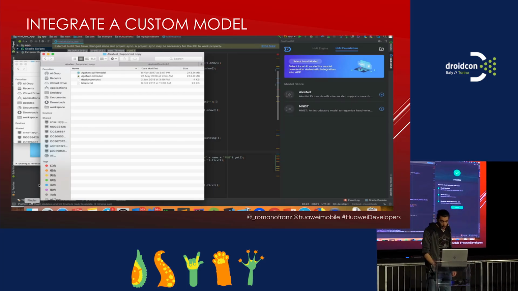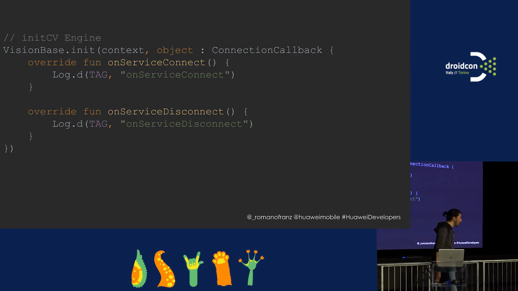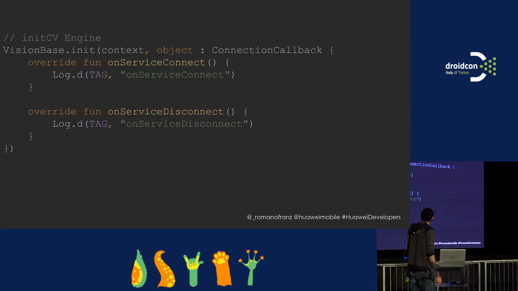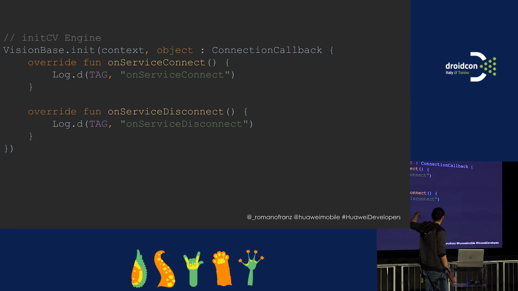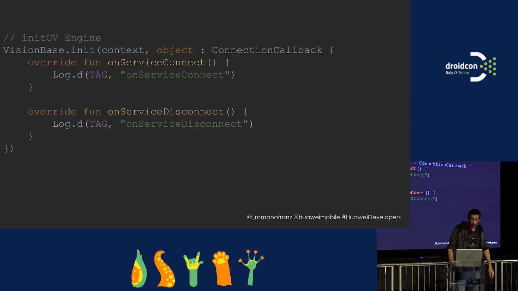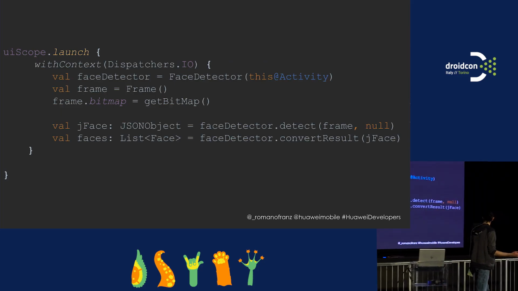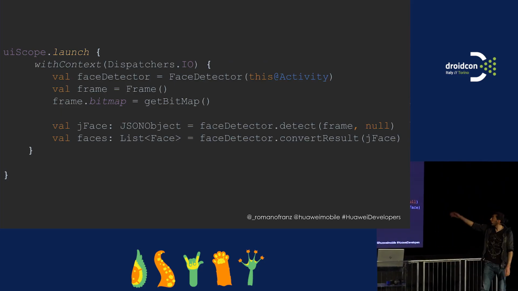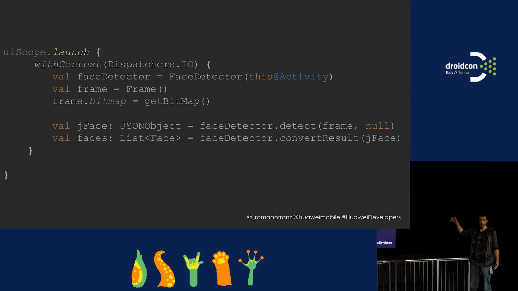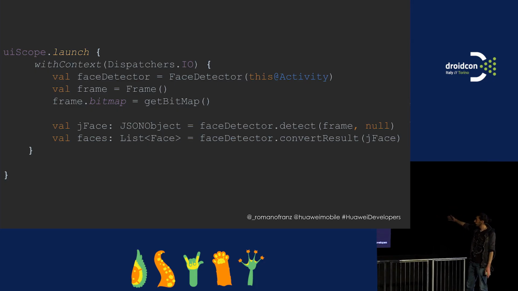So let's see how the code looks like. For the engine, it's quite easy. You have to initialize the vision engine. You have a simple callback if the service is connected or not. And then it's just calling the API. So starting the face detector, for example, passing the context, and it's just calling face detector.detect.